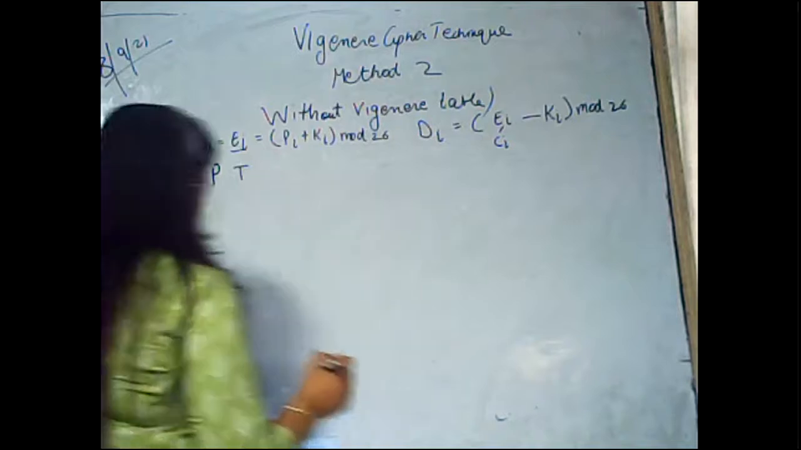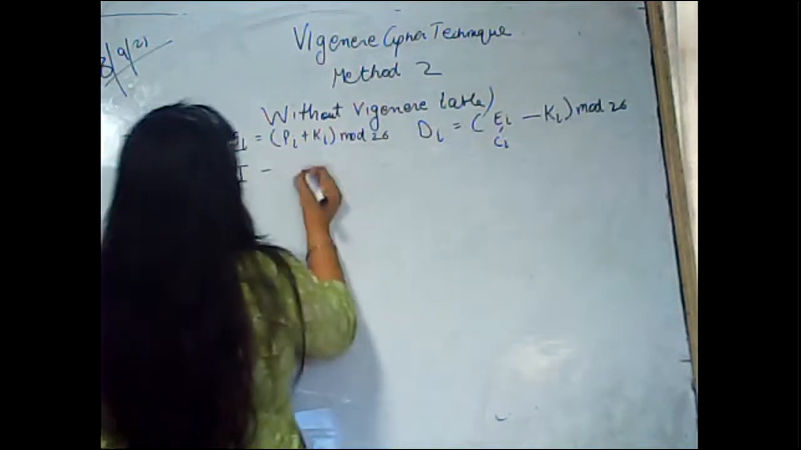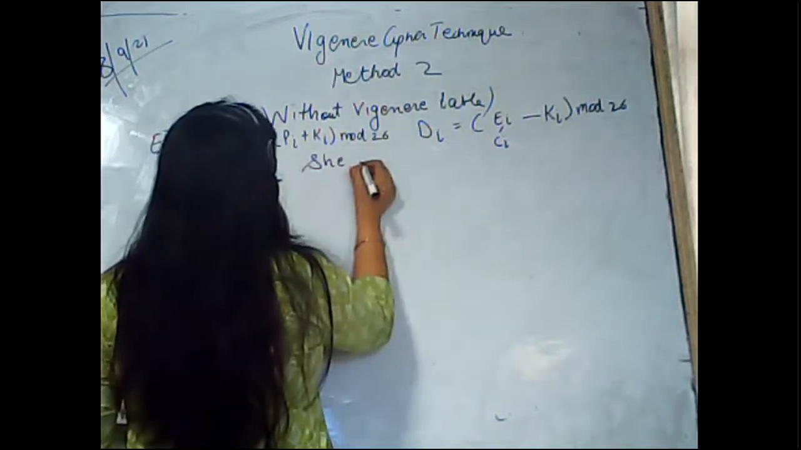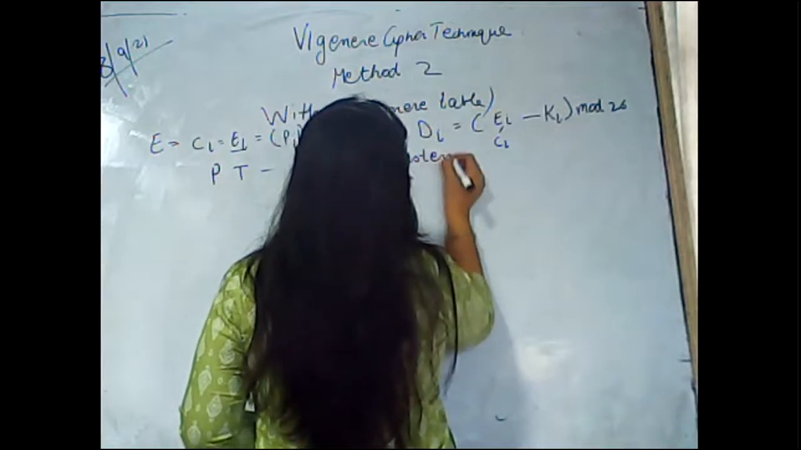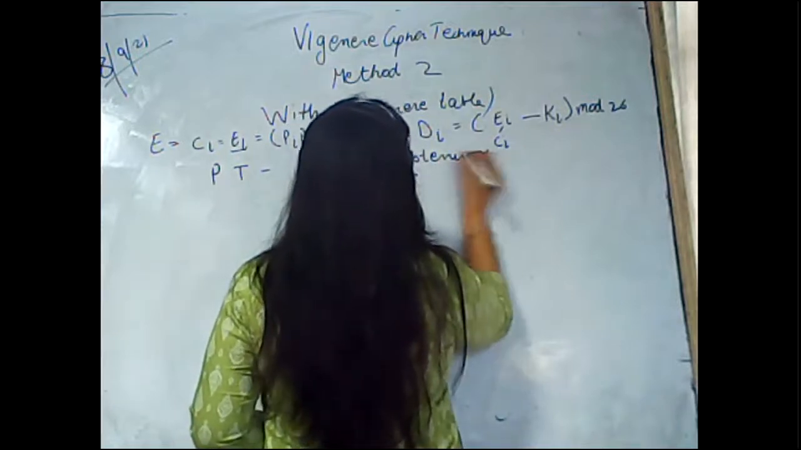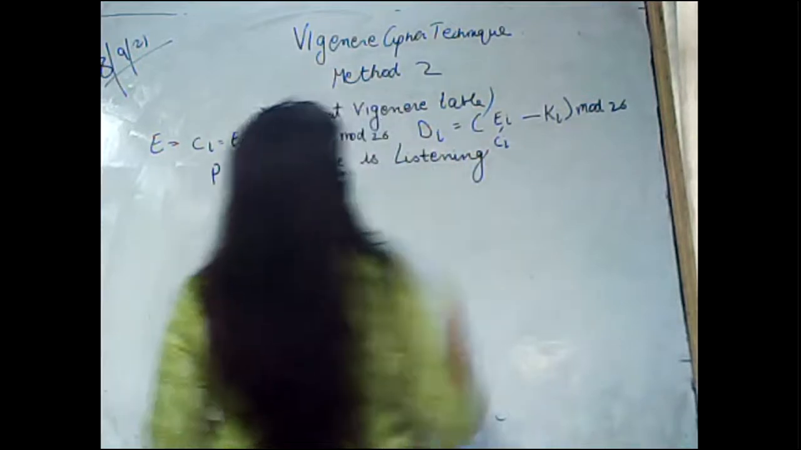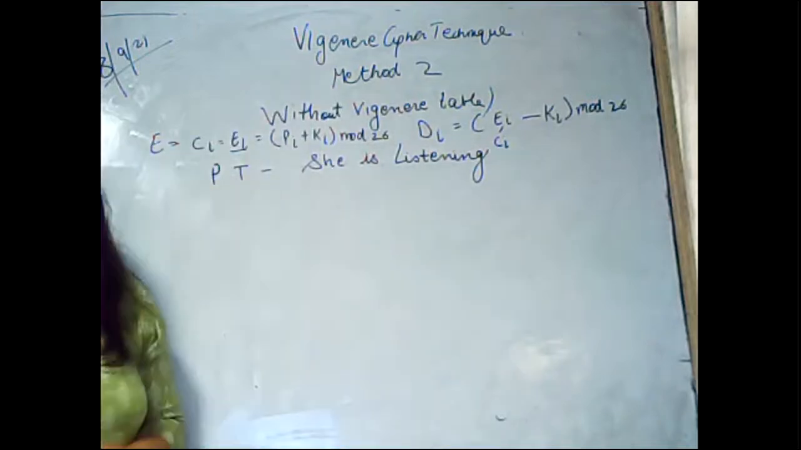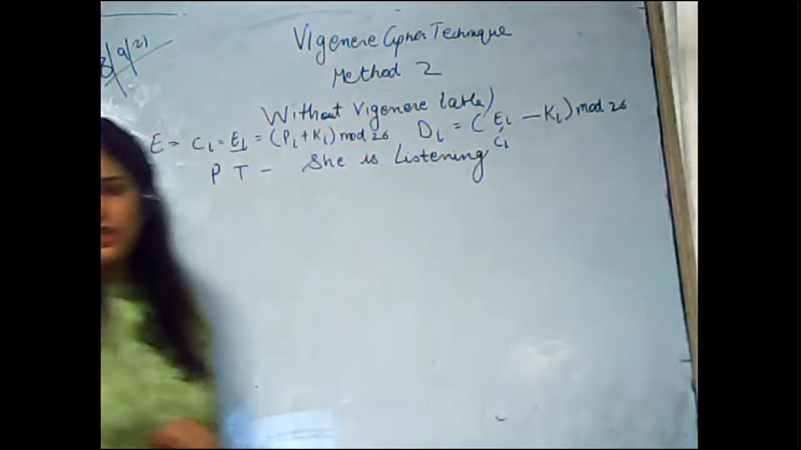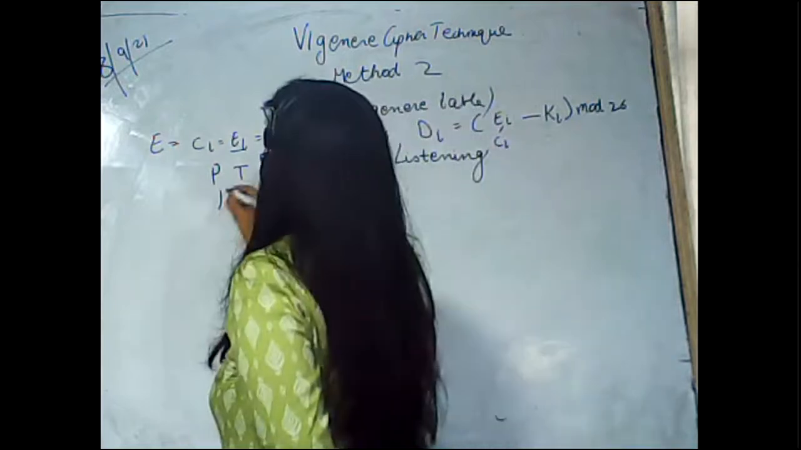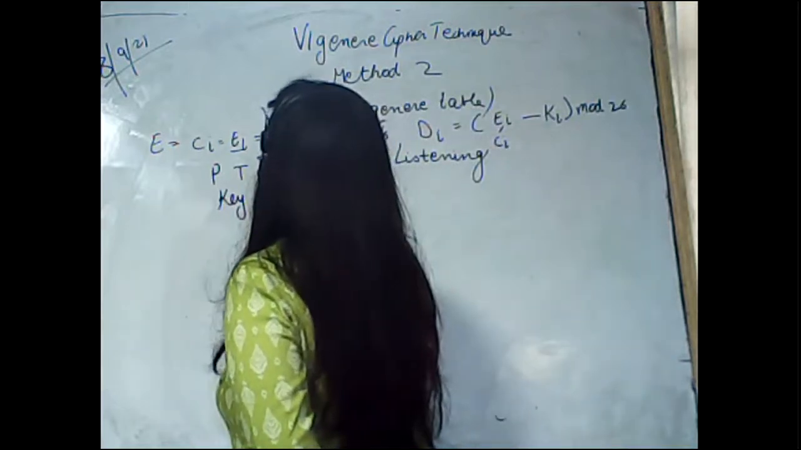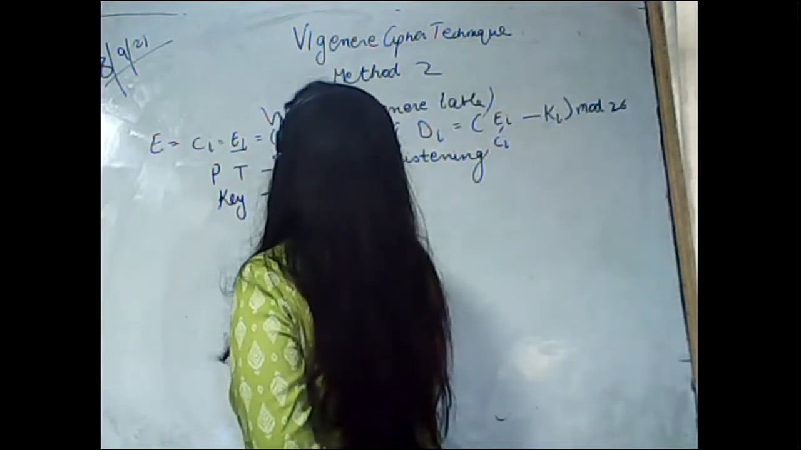Fine. Now let's start with the example part. Here I am writing the plain text. What is my plain text? That is "she is listening". This is my plain text. Now, what key am I using here? That is Pascal.